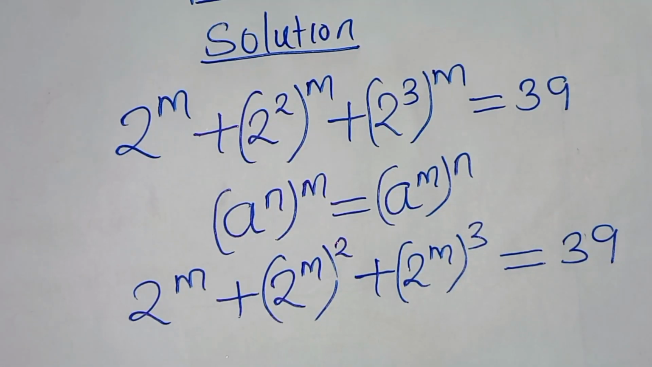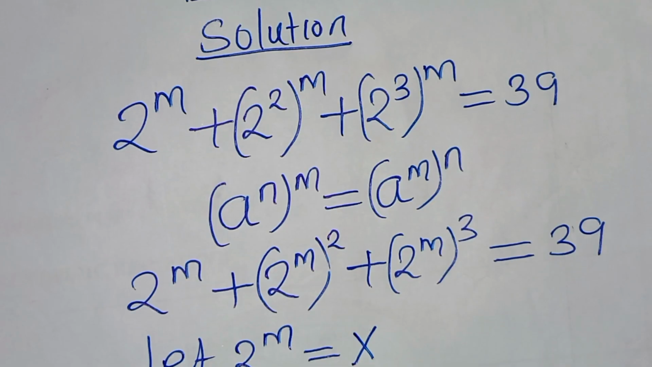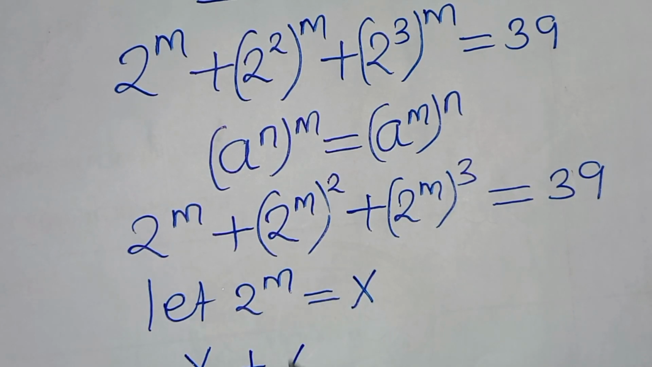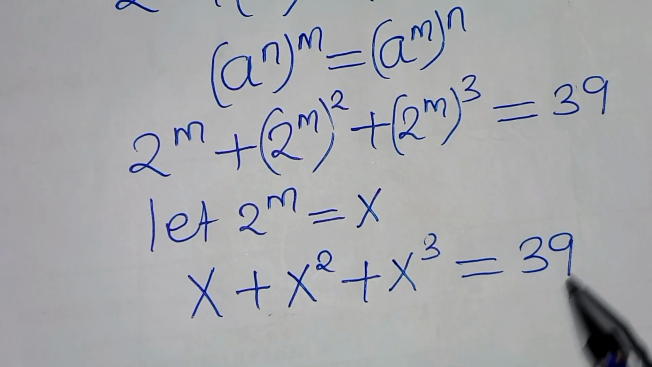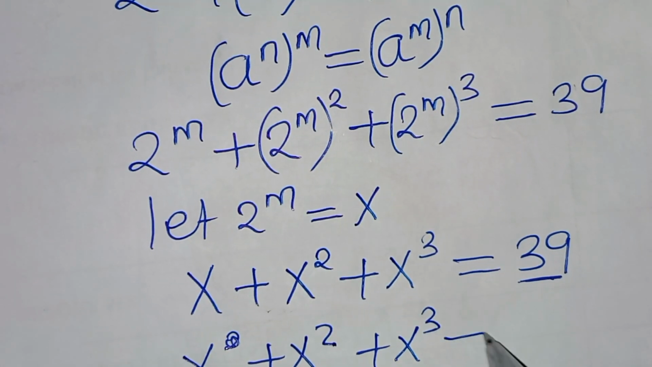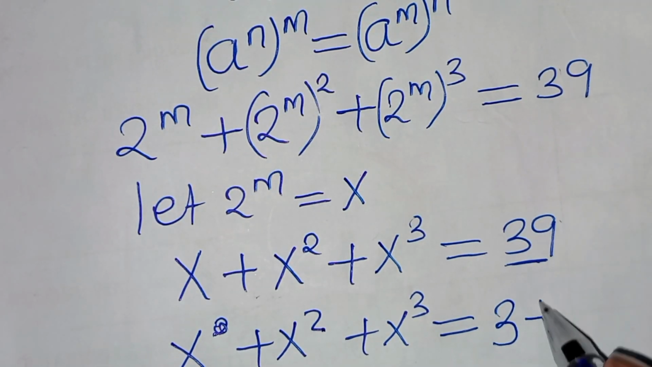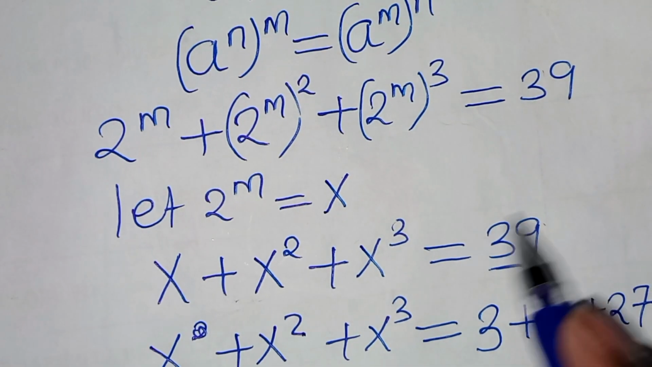The next step is that we let 2 to power m be equal to x. Substituting x here, we have x plus x to power 2, plus x to power 3, equal to 39. Now, we can express 39 as 3 plus 9 plus 27. So this totals to 39.